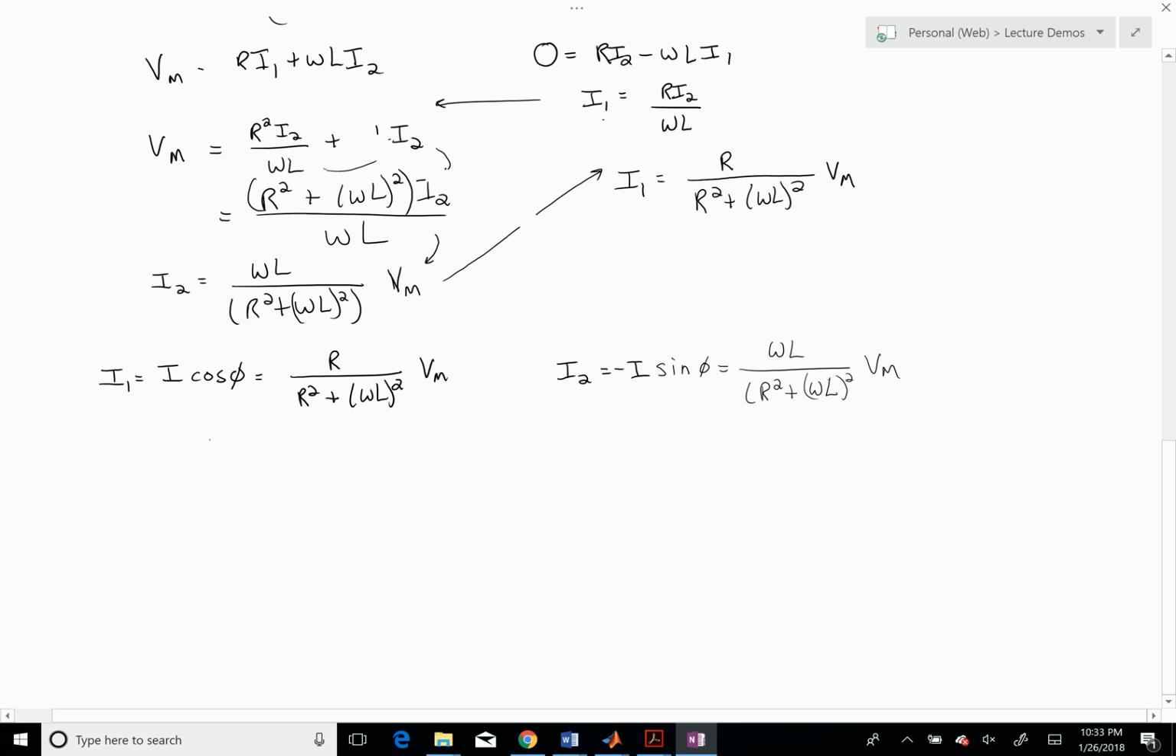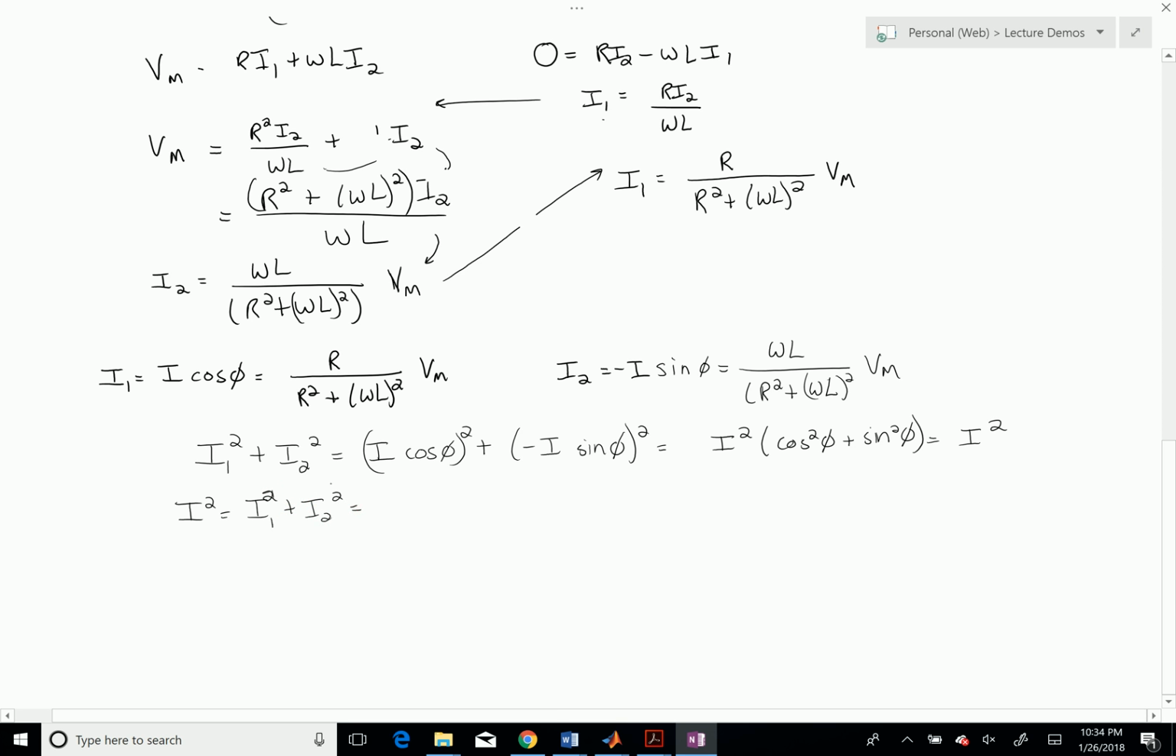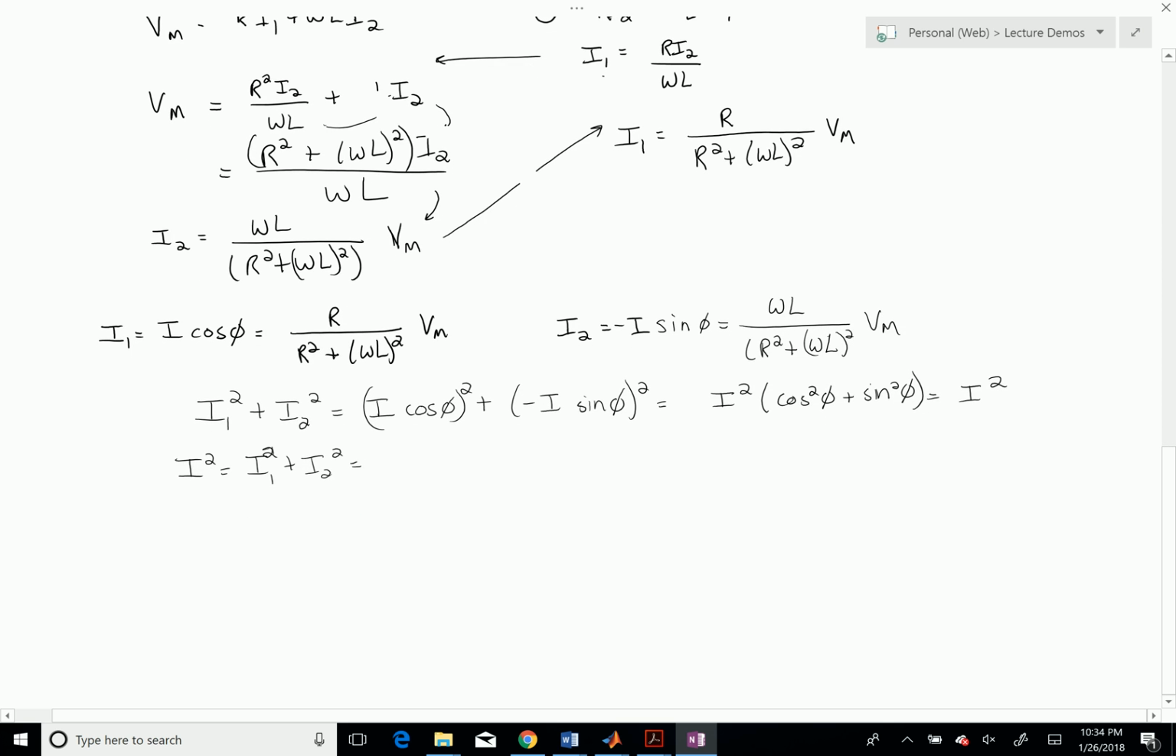Well, one thing I can do is take I1 squared plus I2 squared. That would be I cosine phi squared plus minus I sine phi squared. That works out to be I squared times cosine squared phi plus sine squared phi. Cosine squared plus sine squared is equal to 1. So I see that I squared is equal to I1 squared plus I2 squared.